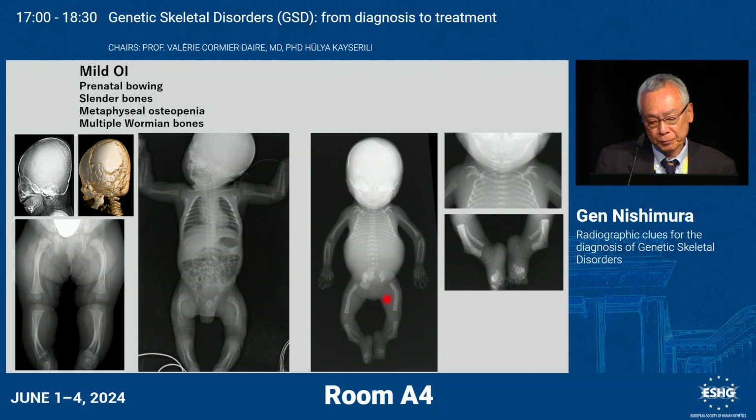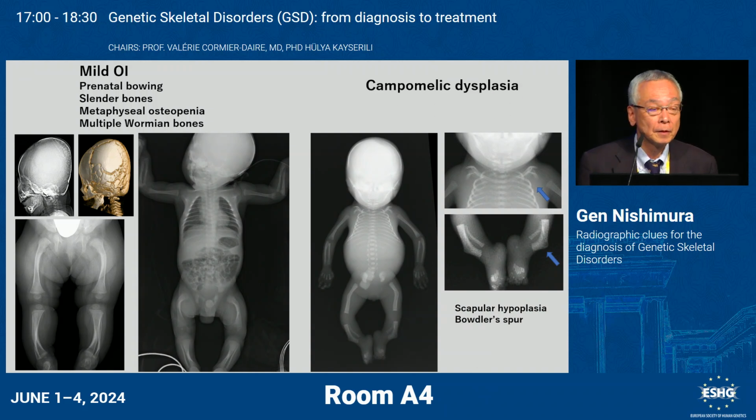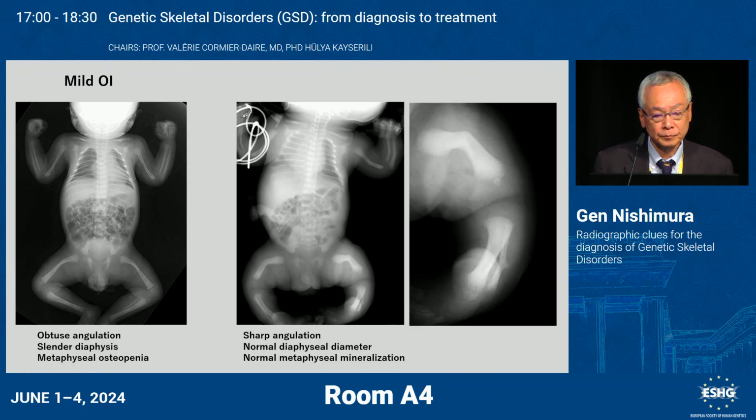Again, you can see prenatal bowing of the femora and scapular hypoplasia. The scapular blade is present, but we are not able to see the scapular wing in this case. And you can see a very sharp spur here, termed a Bowdler spur. So the diagnosis is campomelic dysplasia.